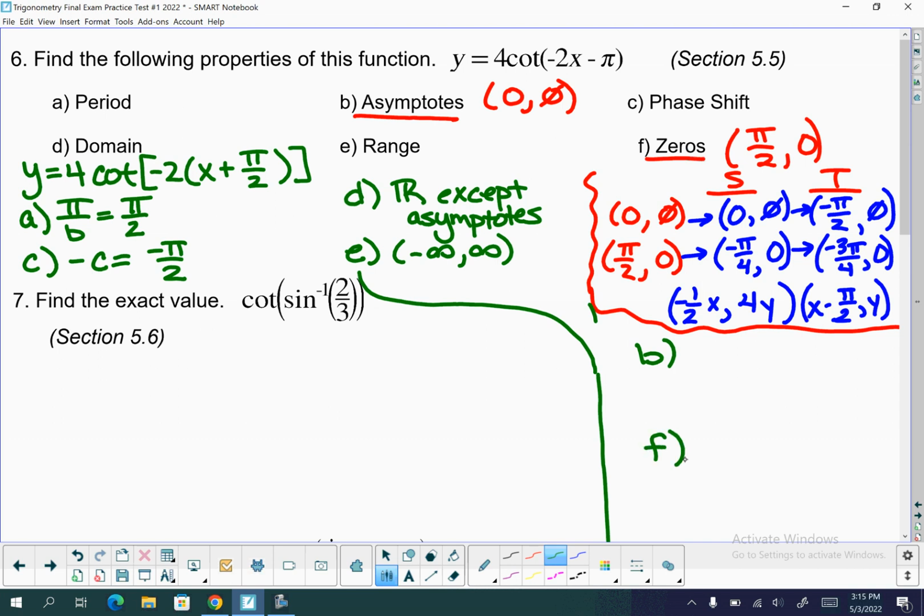Part B is our asymptotes. We know we have an asymptote at negative pi over 2. And then remember the form that we did this was we wrote plus the period times k. My period here is pi over 2 times k. Don't forget that k is an integer.